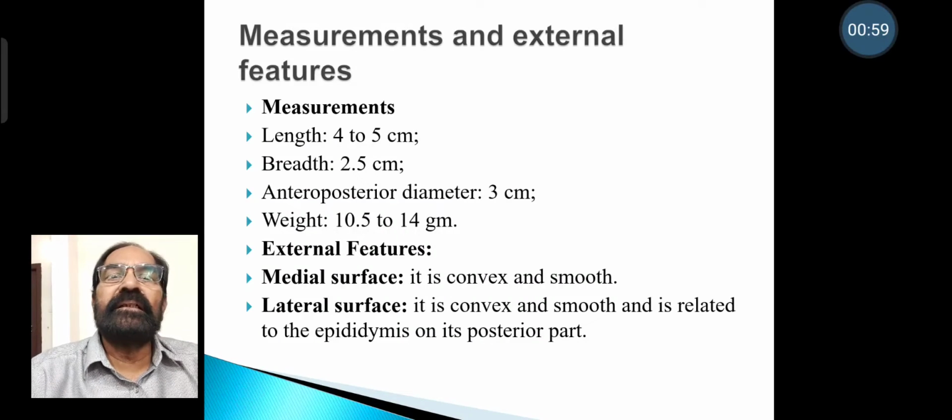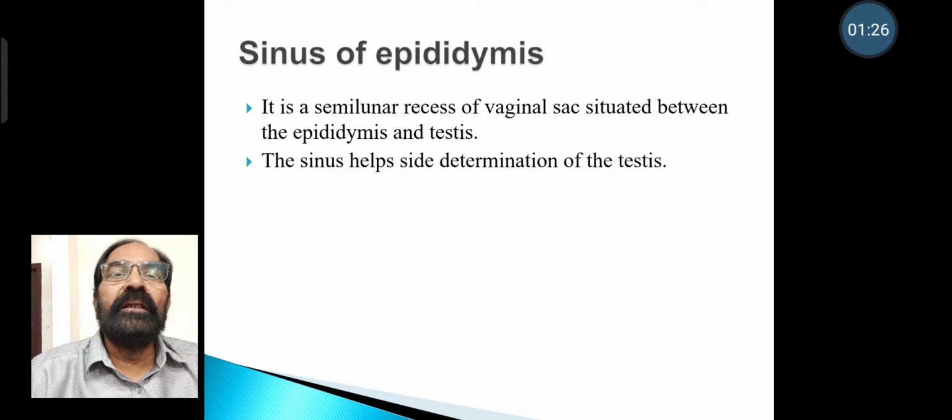Measurements: length 4 to 5 centimeters, breadth 2.5 centimeters, anteroposterior diameter 3 centimeters, weight 10.5 to 14 grams. External features include medial surface convex and smooth, lateral surface convex and smooth and is related to epididymis on its posterior part. Sinus of epididymis. It is a semilunar recess of vaginal sac situated between epididymis and testis. The sinus helps to decide the side of the testis.